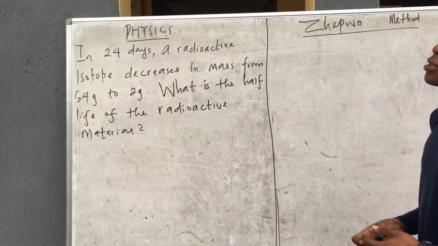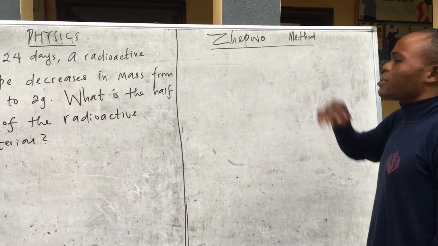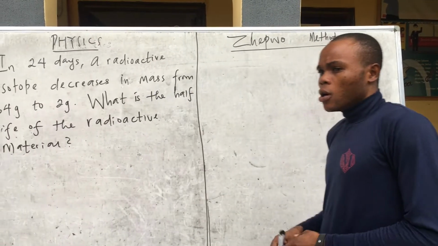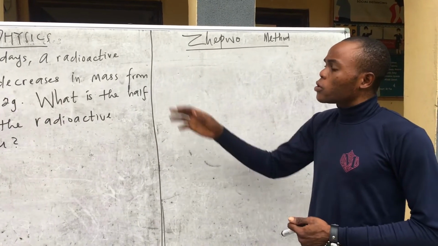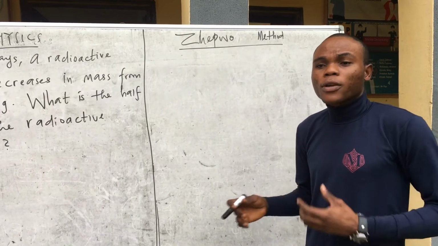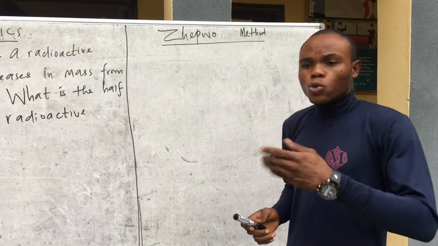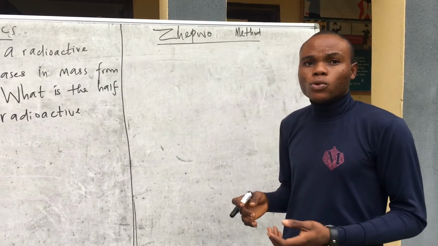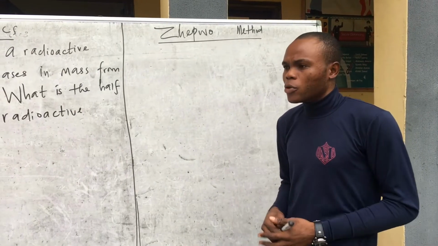One thing that interests me in this question is the application of the Zhepwo method to solving this problem. When you are given a problem in radioactivity, let's not forget that radioactivity is the spontaneous disintegration of an atomic nuclei, which will be accompanied by emission of either alpha particle, beta particle, or gamma ray, or a combination of the three radioactive emissions.